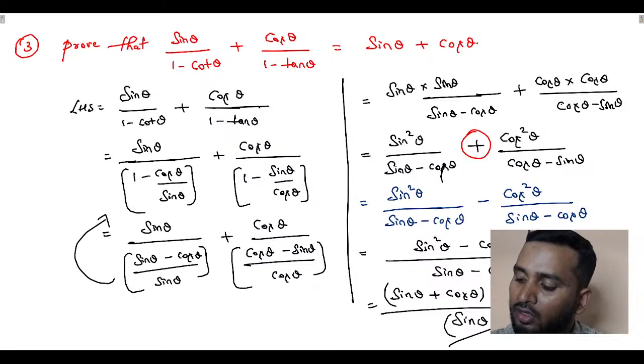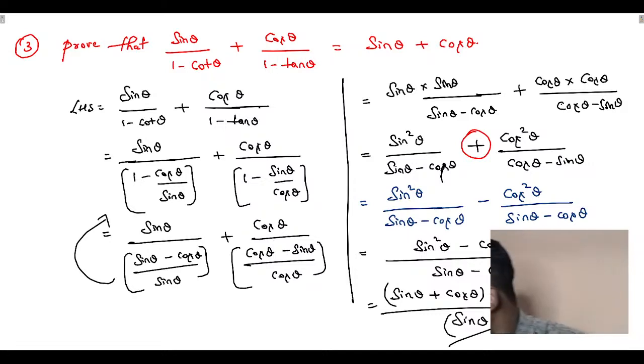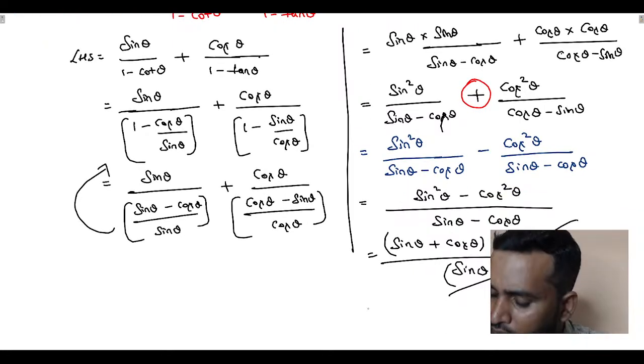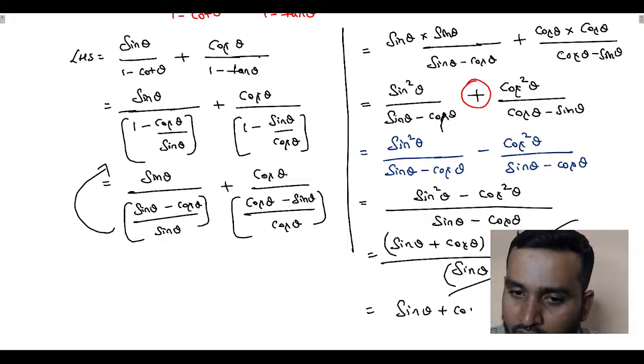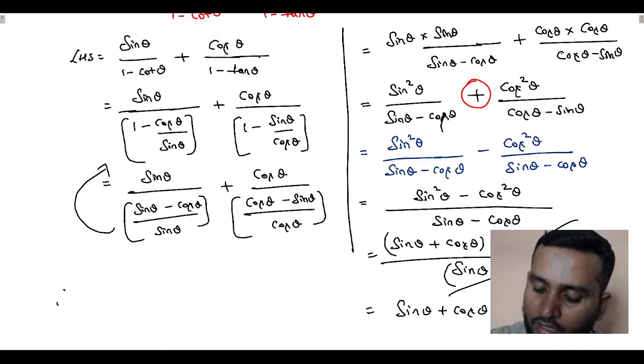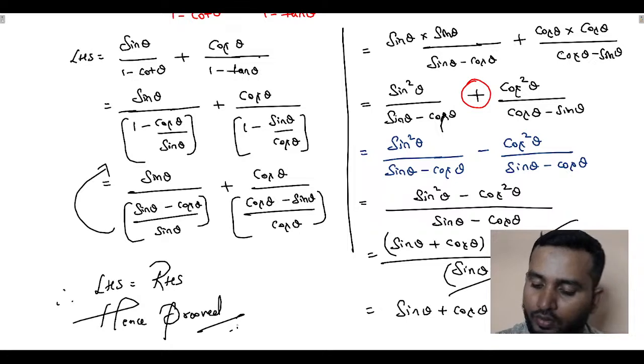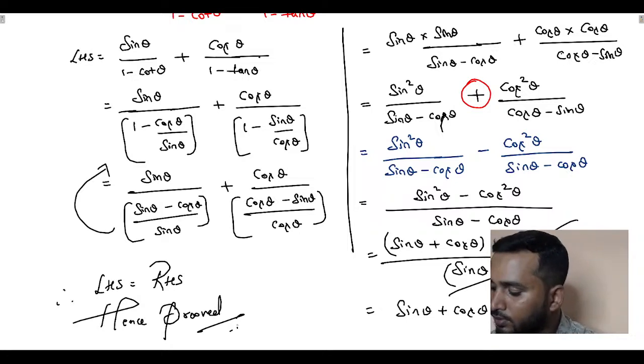Now, this sin theta minus cos theta, this sin theta minus cos theta will get cancelled, then what it becomes? So, the left out part is sin theta plus cos theta, that is our RHS. Now, finally, you can conclude that therefore, LHS is equal to RHS, hence proved. Any doubts?